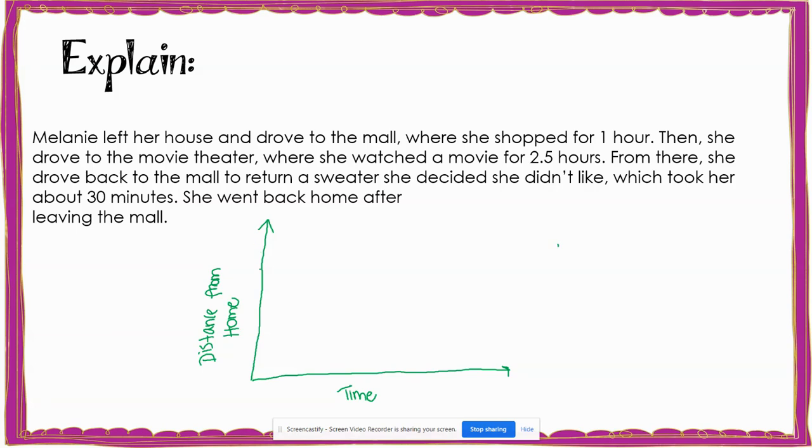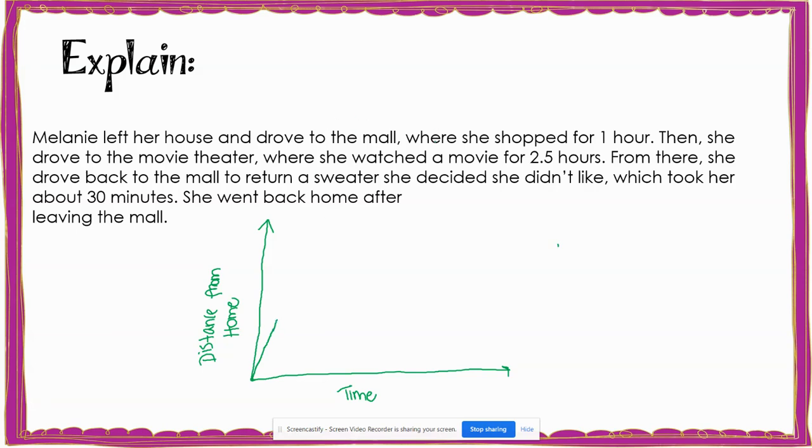In this situation, it said Melanie left her house and drove to the mall. Well, that means that Melanie started at her house. So when this started, she had zero time and she was also 0 feet or miles away from her house. So she was right here at the origin to begin with. But we know that she drove to the mall. And we know it took probably a little bit of time to drive to the mall. So we're going to have a graph that increases on the distance part and also on the time part.